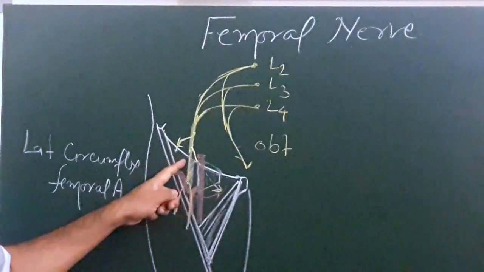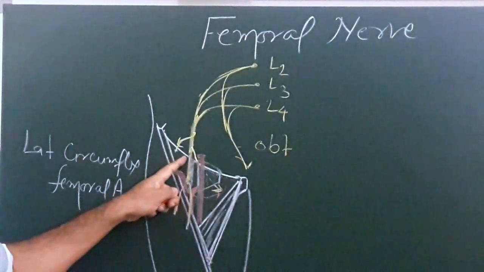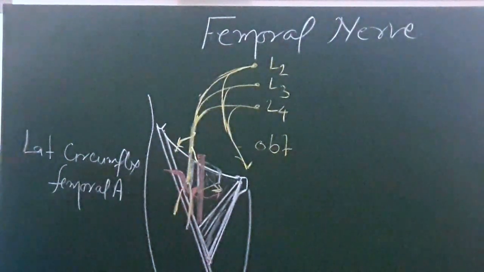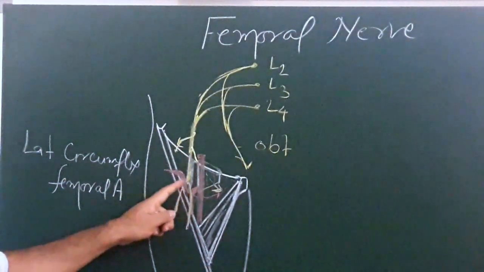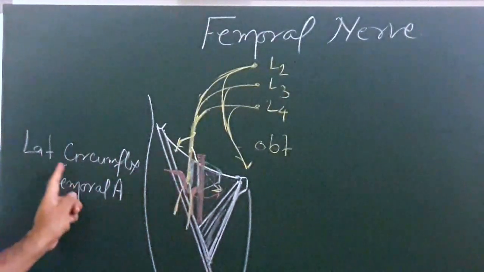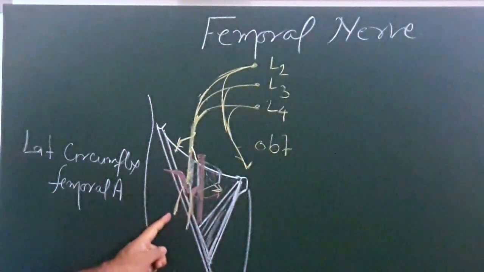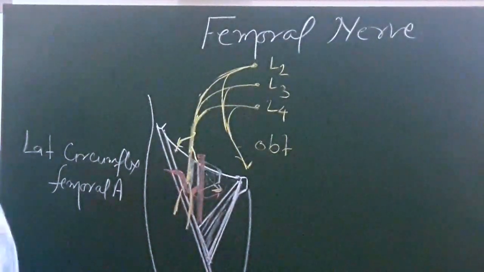This division is about 4 centimeter below the inguinal ligament. This length is 4 centimeter, and it is divided by the lateral circumflex femoral artery. And the divisions are anterior division and posterior division. Now branches.